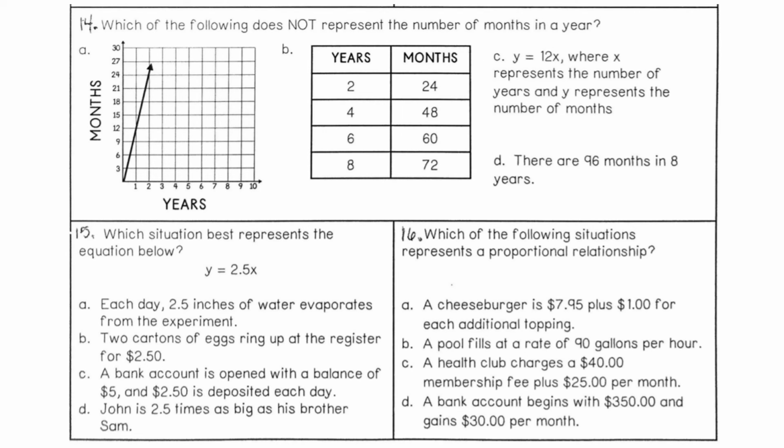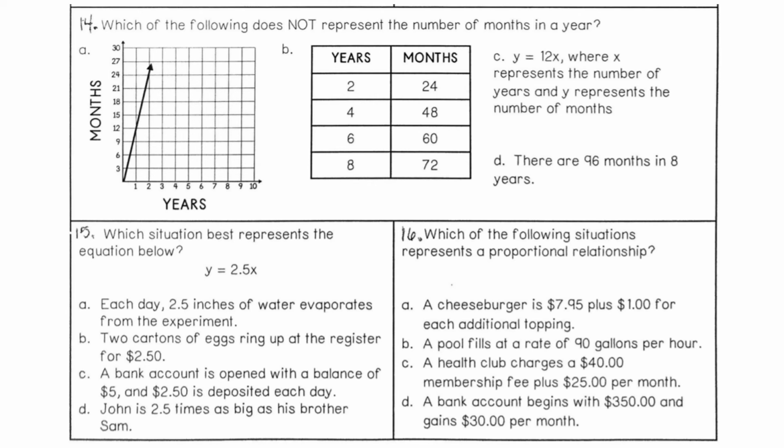14. Which of the following does not represent the number of months in a year? C, Y equals 12x, where X represents the number of years and Y represents the number of months. D, the statement says there are 96 months in 8 years.